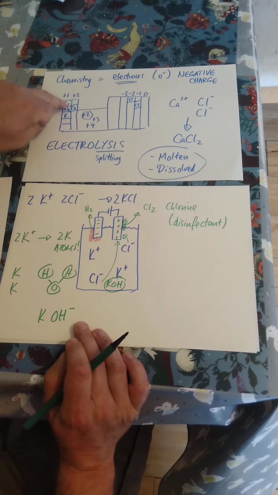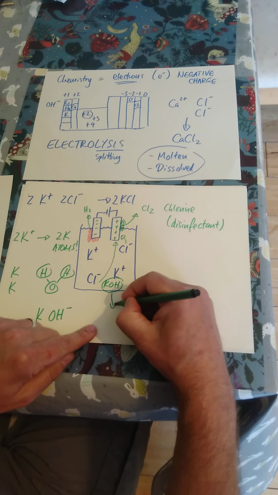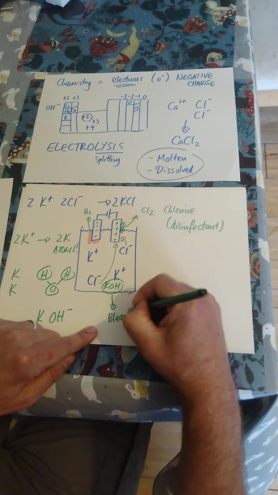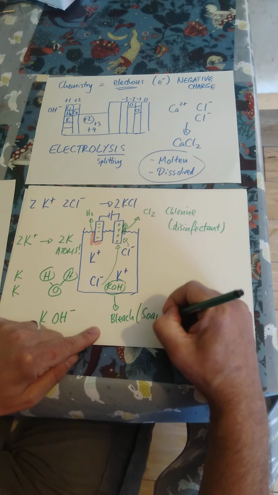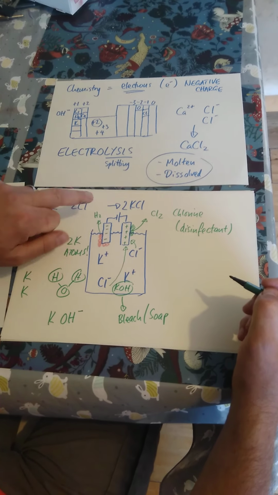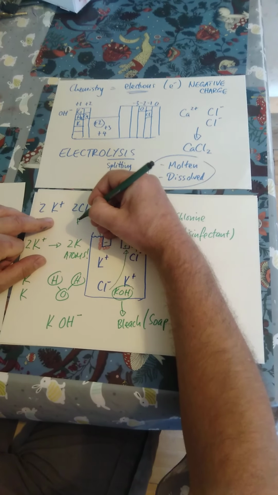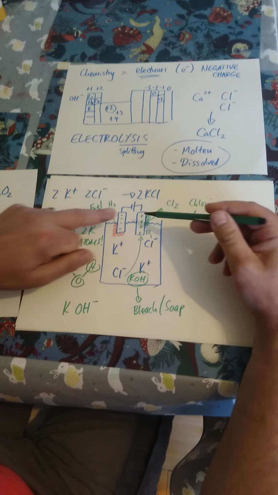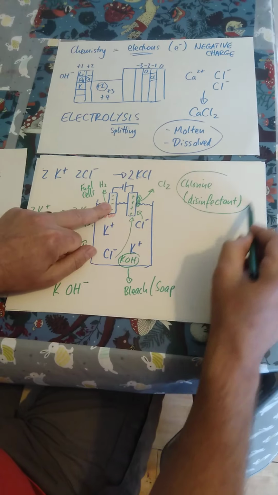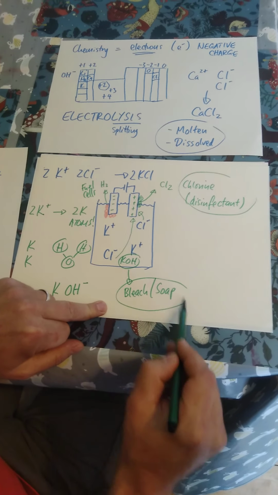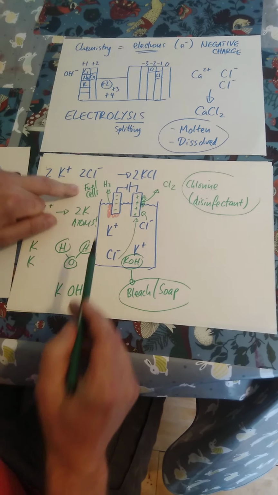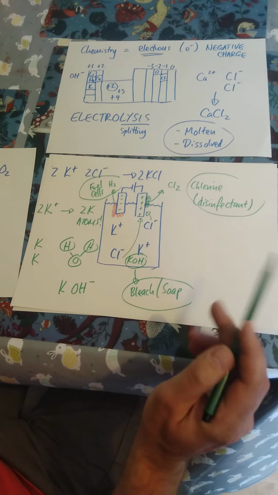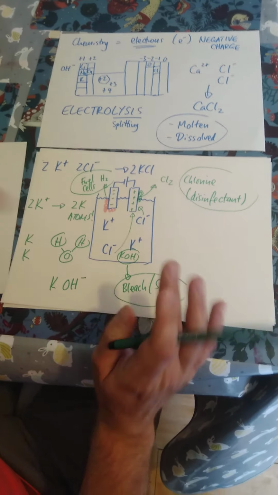Alkali metals always make a hydroxide, which is used for bleach and soap and oven cleaner, Mr Muscle, that sort of stuff. Hydrogen gas is used for fuel cells for cars. So, just by sticking electricity through seawater, we end up with disinfectant, chlorine, bleach and soap, the hydroxide, and hydrogen gas for fuel cells. If you can't really follow that one, don't worry so much.